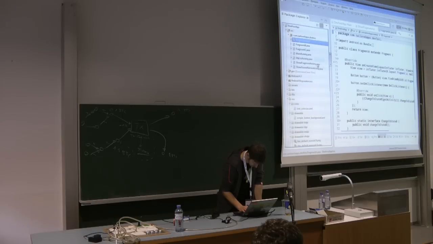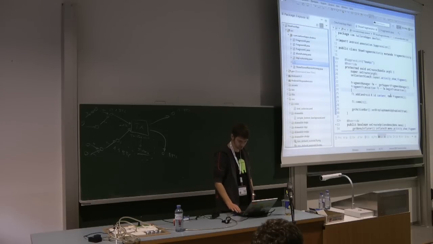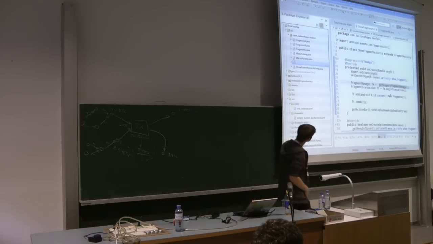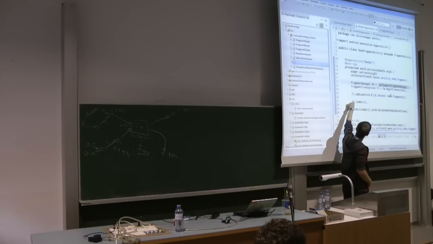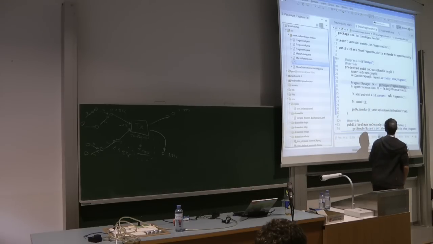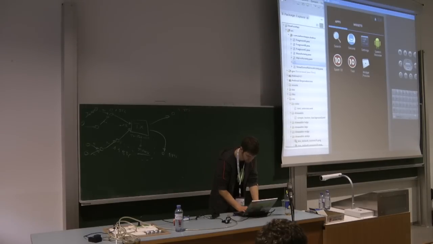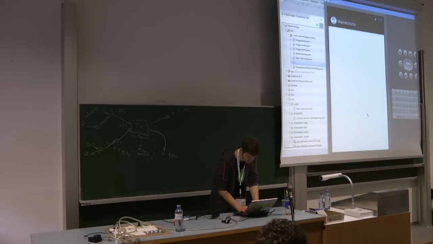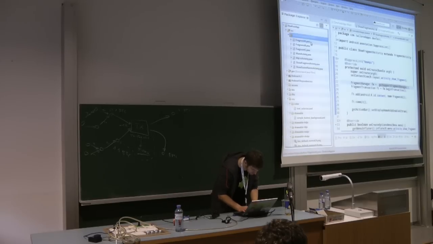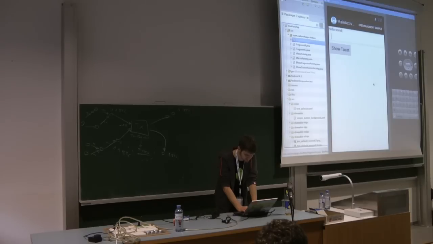So in my activity, I say on create. It's basically how to create a transaction. I say I want this fragment manager, and I want to begin the transaction and commit it, and I want to add the fragment in this container. So that's the example, and the A fragment is a big button.